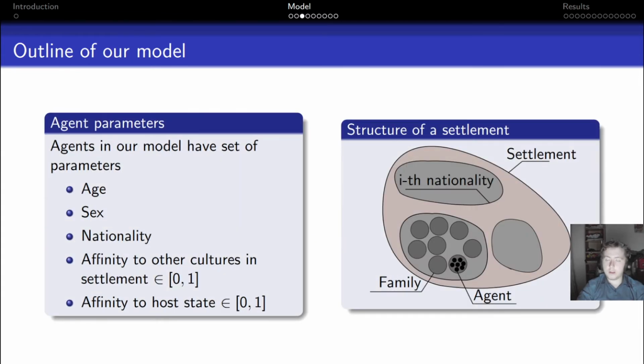The settlement in our model has a fairly straightforward structure. We have nationalities in the settlement. Each nationality has a set of families, and there is a fixed number of agents in each family, and this number is the same for all the families. Our agents have a set of parameters: age, sex, nationality, affinity to other cultures in the settlement, which is actually a vector parameter, and affinity to the host state.